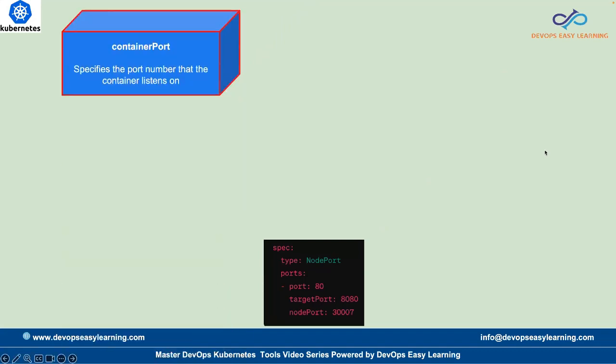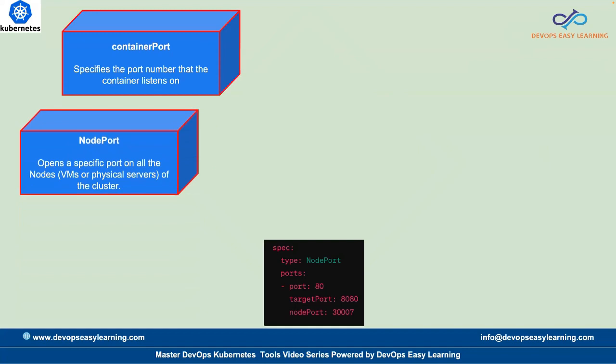The first thing we are going to talk about is a container port, right? What is a container port? When you look at the deployment file, you are going to see something there called container port. And container port is what specifies the port number that the container listens on.